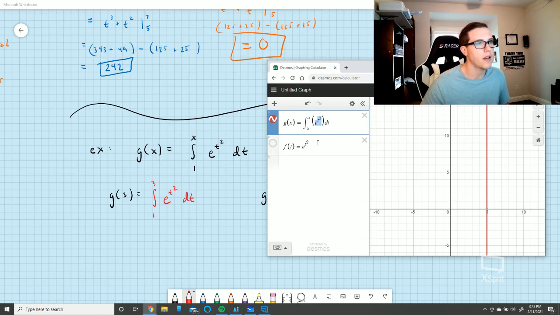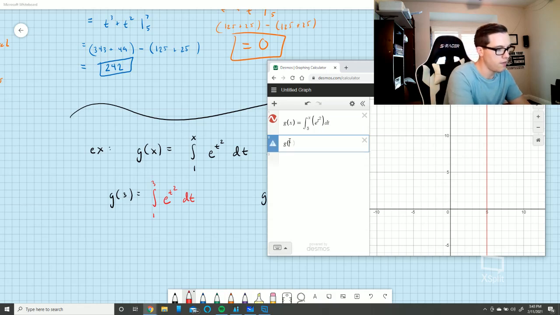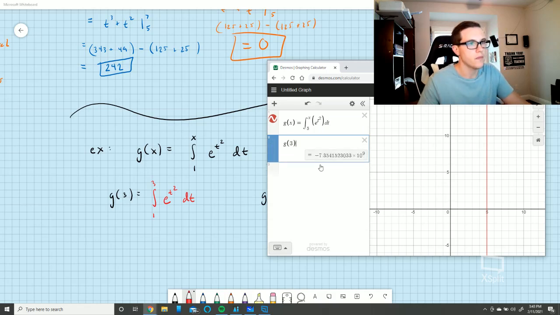And then I can do all the stuff I want to do, like I can find g of 3. It's some super small number. Because the bottom bound is 5, I have to change that to 1. There we go.